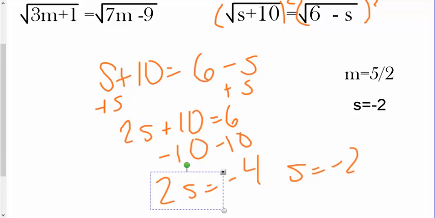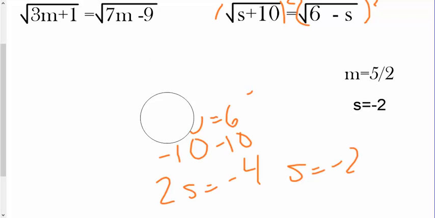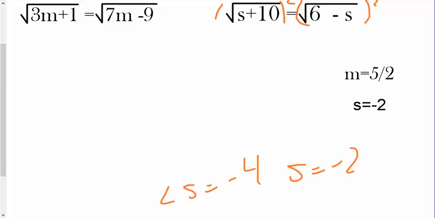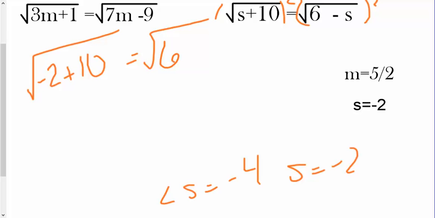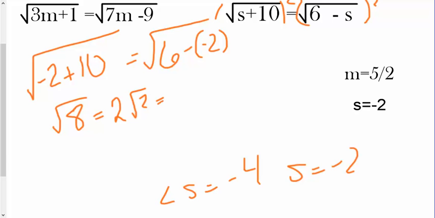Anytime you get a negative solution, you always want to check to make sure that it's still going to make your solution work. Because if you were to end up with a negative underneath the radical, that would mean no solution. So I'm going to check that out. I'm going to say square root of -2 plus 10 equals the square root of 6 minus -2. Simplifying that down would be the square root of 8, which we know equals 2 square roots of 2. And on the other side, we get the square root of 8, which is also 2 square roots of 2. So we know that that will be a solution. And we always want to check, because you will run into times where you don't have solutions.